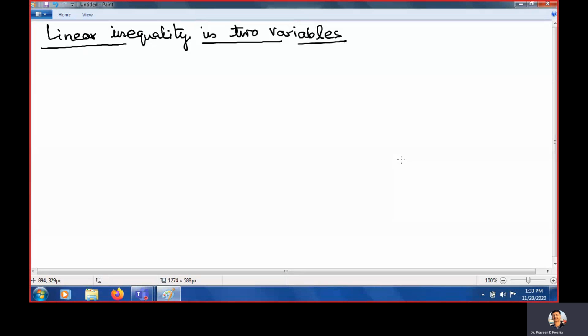Hello students, in this lecture we are studying linear inequality in two variables. In the previous 2 weeks we studied equations and inequalities. If you remember, first I explained linear equation. A linear equation means any equation in one variable, that is 4x plus 3 is equal to 7. So what is the value of x?